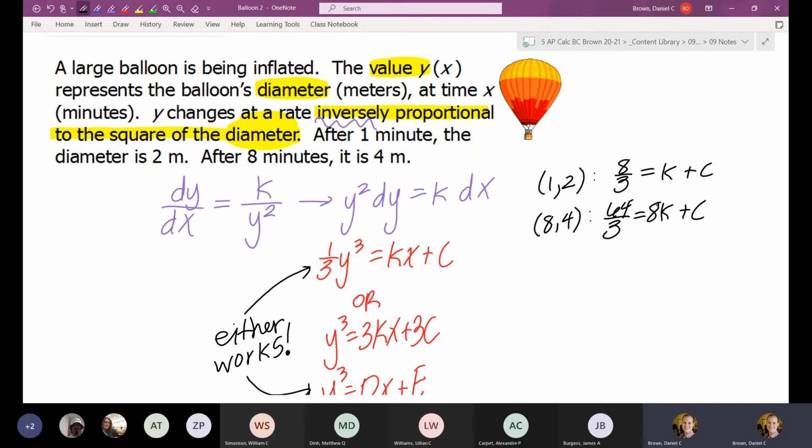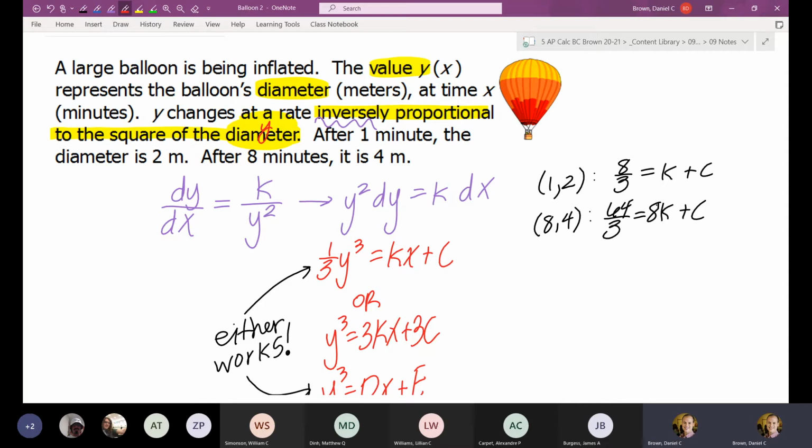And it says that y changes at a rate that is inversely proportional to the square of the diameter. And again, the diameter is y. The keyword that we see when something is inversely proportional is that it's always going to end up in the denominator. So I have dy/dx is equal to k, that's our constant of proportionality, over y squared. And then separate and integrate.